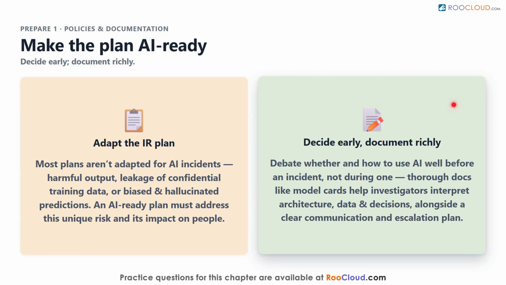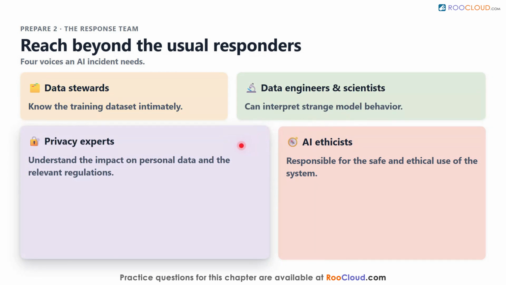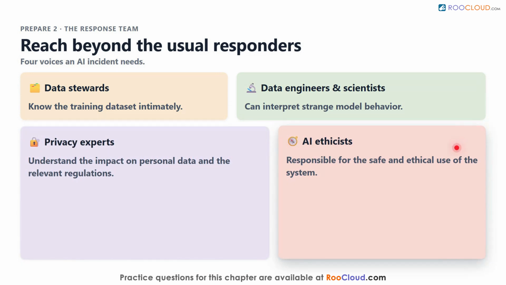The second part is the incident response team, which for AI must reach beyond the usual responders. It needs data stewards who know the training dataset intimately. It needs data engineers and scientists who can interpret strange model behavior. It needs privacy experts who understand the impact on personal data and the relevant regulations. And it needs AI ethicists responsible for the safe and ethical use of the system. Without these voices, an AI incident is easy to misread.